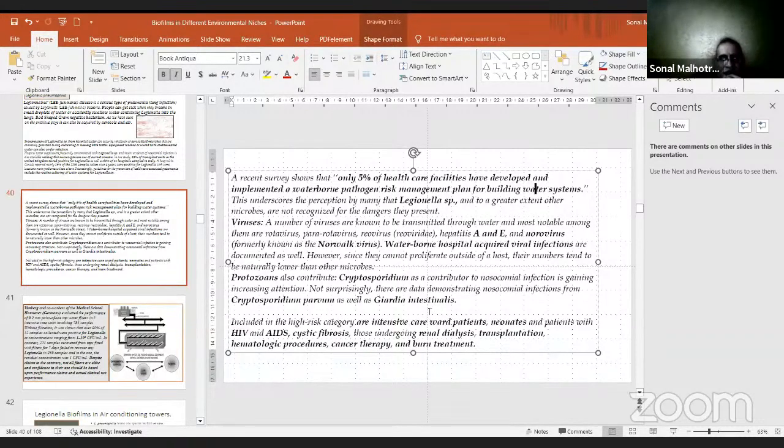So, who are the high risk people for these kinds of infections? These are people who are intensive care ward patients, neonates. Neonates are newborn babies, and patients with HIV and AIDS, cystic fibrosis, and those undergoing complicated procedures like renal dialysis and transplantation, and burn treatment. These are the people who are at high risk of infection from these, because not only are they in the hospital for long periods of time, they have all these implants and things like that going on in their body.